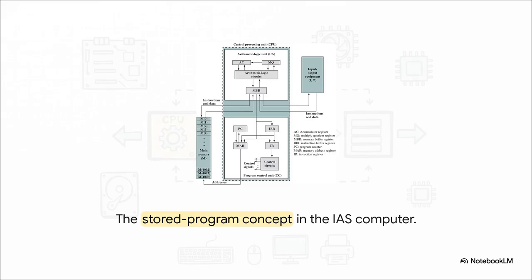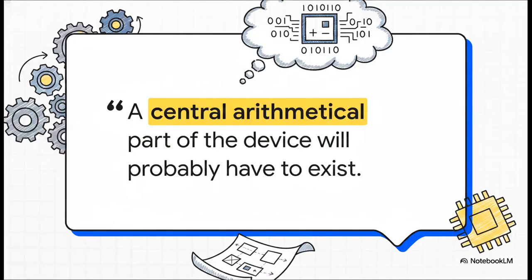What you're seeing is the stored program concept. It outlines the exact structural divisions we literally just looked at in modern multi-core chips. A central processing unit containing an arithmetic logic unit, a program control unit, connected to memory, and input-output equipment. This architectural blueprint was so flawlessly conceived that virtually every computer you use today is still referred to as a von Neumann machine.